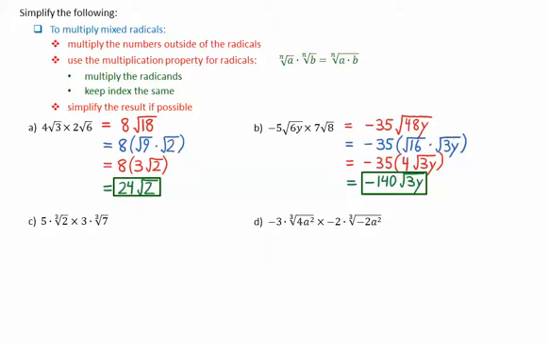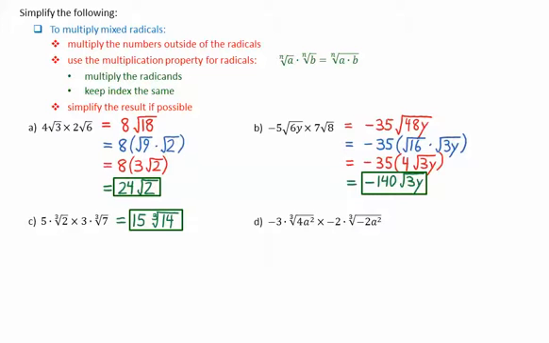For question C, we have cube roots. Again, however, we multiply the numbers outside the radicals, 5 times 3 to get 15, and multiply the radicands, 2 times 7, giving us the cube root of 14. In this case, we cannot simplify it any further, so this is our final result.